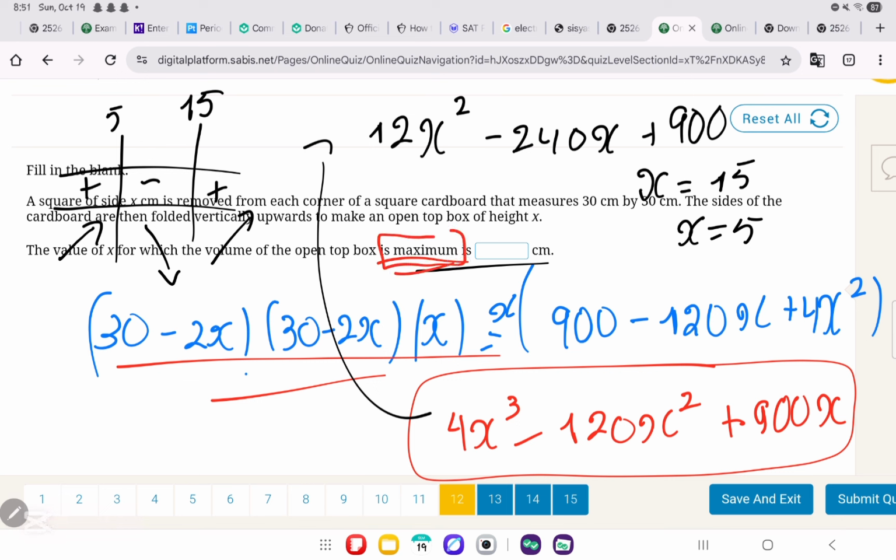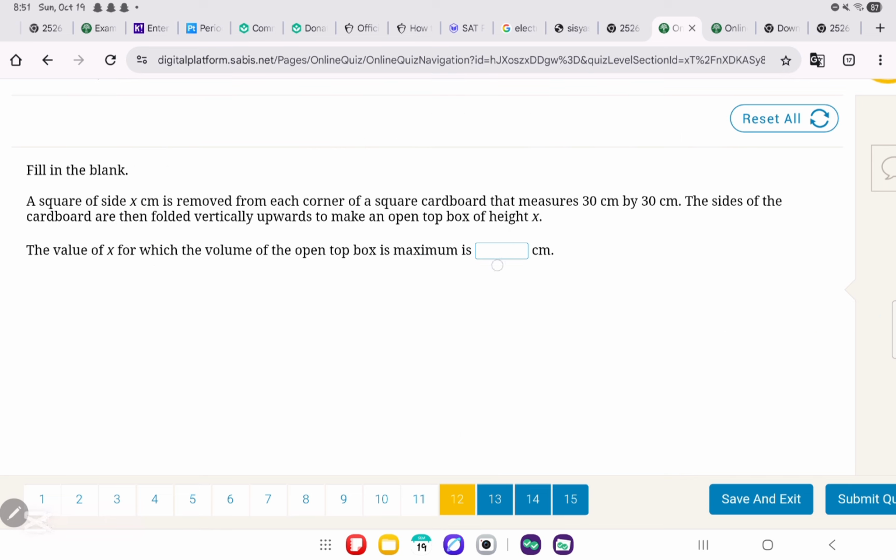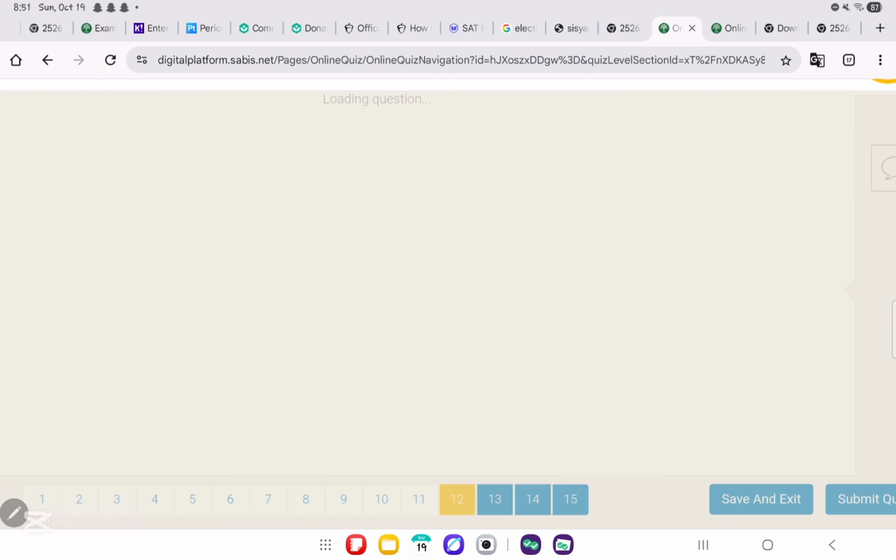So how do we find the value for which the volume is maximum? Very simply, 5. Why? Because it's a local maximum. So that means the answer is what? The answer is 5 centimeter. We move on to question number 13.